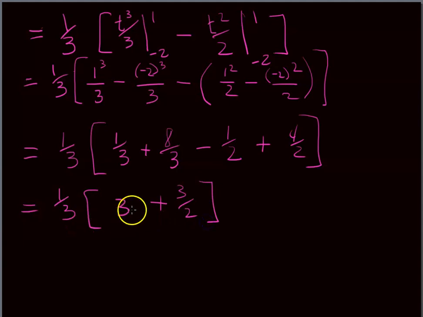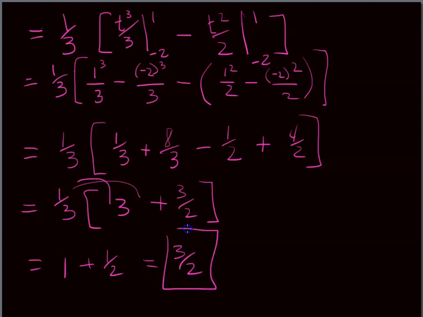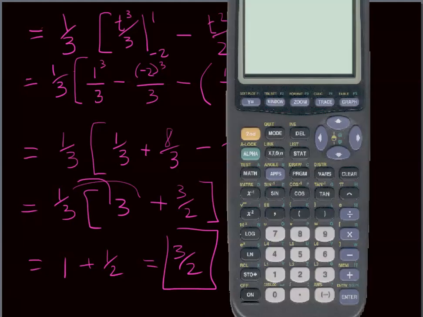So we multiply by 1/3. We get 1 plus 1/2 is equal to 3/2. All that work. That is the average value of the function. Remember how to check these. The check is calculator.